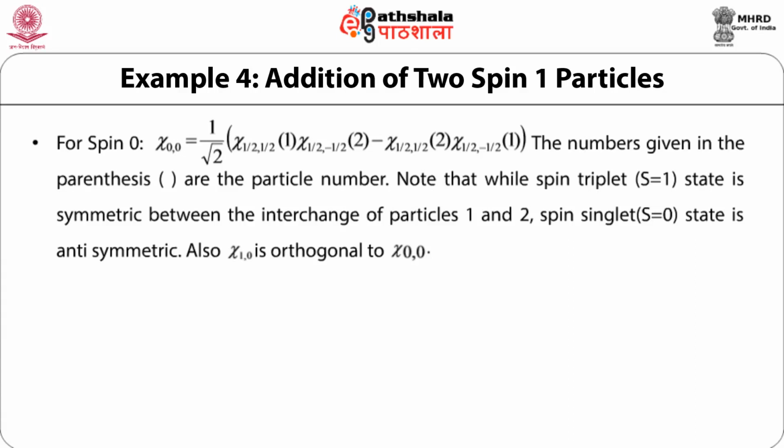while the spin triplet, that is the s equal to 1 state, is symmetric under the interchange of particles 1 and 2, the spin singlet, that is the s equal to 0 state, is antisymmetric. Also, the state xi subscript 1 comma 0 is orthogonal to the state xi subscript 0 comma 0. Example 4. Addition of two spin 1 particles.